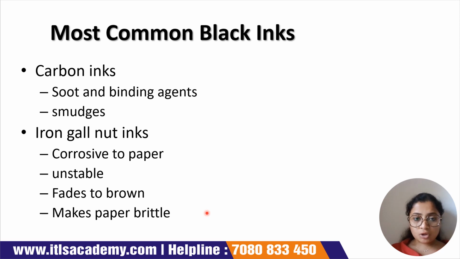I hope you all know what smudging is. We use those kajals nowadays which are smudge free. That means even if water or any kind of moisture or fluid is there, the ink will not smudge, it will remain intact. That means smudge free. But the carbon ink is not like that. And talking about the iron gall nut inks, they will be unstable, and slowly after a point of time they will fade to brown, and also make the paper brittle. So whatever paper we are using, if we use the iron gall nut ink, it will also damage the quality of the paper. Brittle means the paper will easily tear apart.